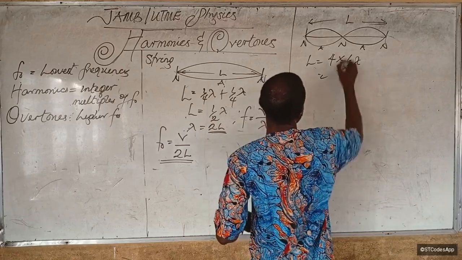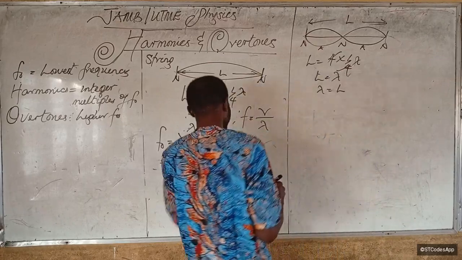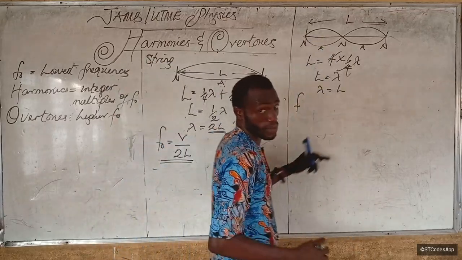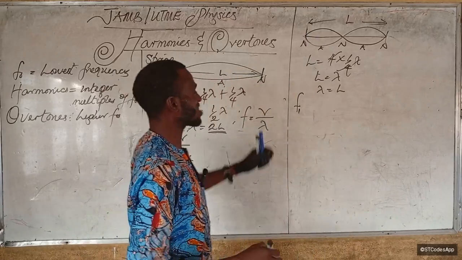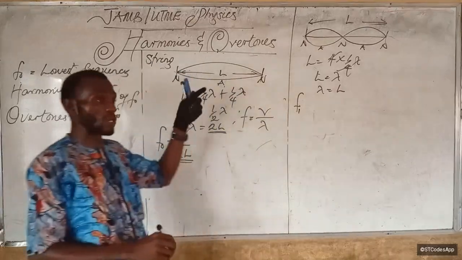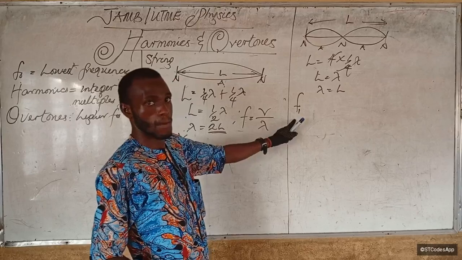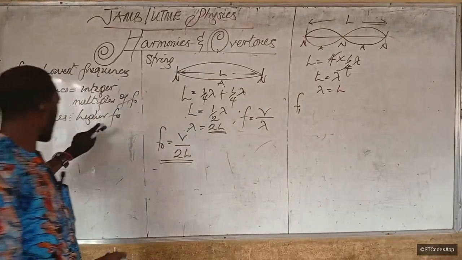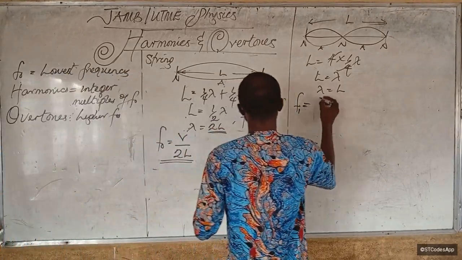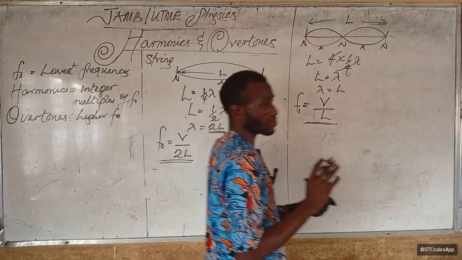Is that okay? So that L equals lambda, or lambda is equal to L. Then we substitute in our equation again. But this time it's no longer F naught, because we have increased the set of vibration by 1, so that becomes the second harmonic. But this is a higher harmonic, a higher vibration than the fundamental vibration. So that becomes what? The first overtone. Overtones are higher than F sub naught, right? So this will be our first overtone. So this now becomes V over lambda, and lambda here is L, so we have V over L. As simple and short as that.